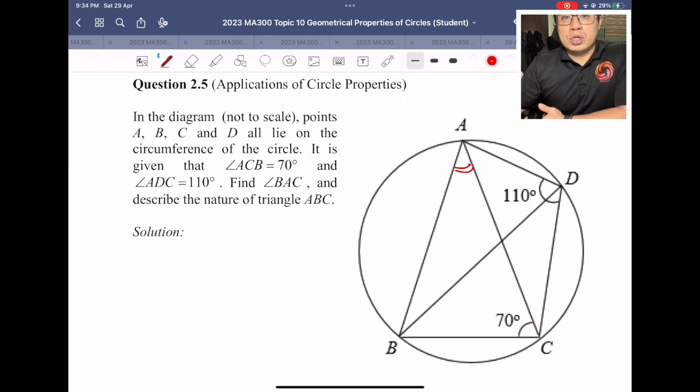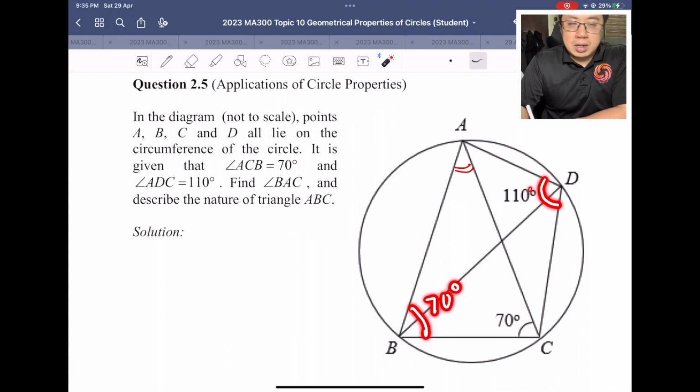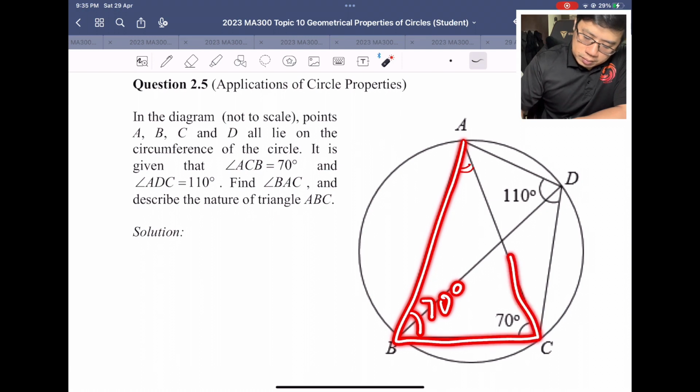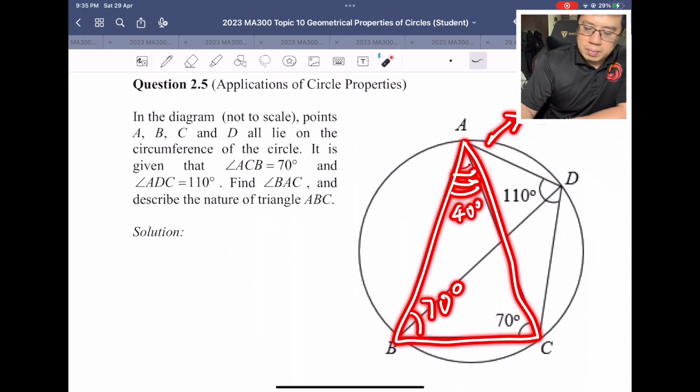One of the methods, which I will verbally explain to you first before I write out the steps, is that I can observe, by looking at angles in opposite segments, that this is 110 and therefore this one will be 70 degrees, because of angles in the cyclic quad or angles in opposite segments, right? So with that, if I know that this is 70, then by looking at this triangle, you can see that this will therefore have to be 40 degrees because they must add up to 180 degrees. So that is one idea.